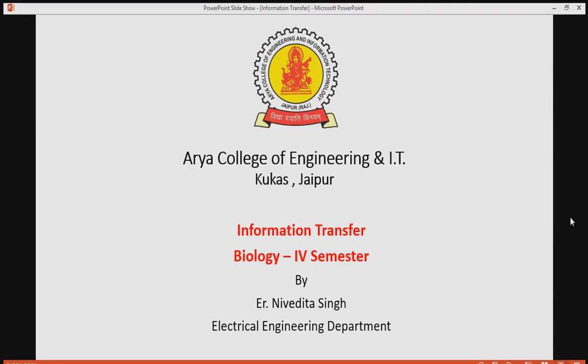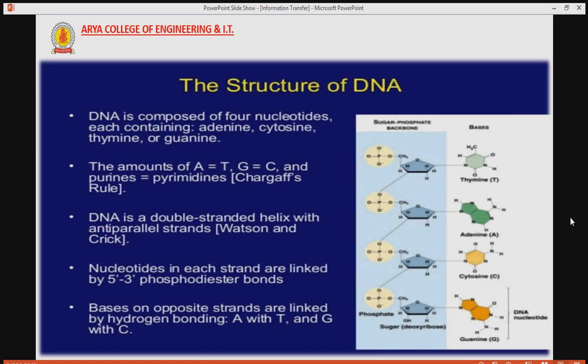Everyone, today we will study information transfer. As we know, DNA and RNA are the genetic material which store and transfer information. So let's start with the structure of DNA.